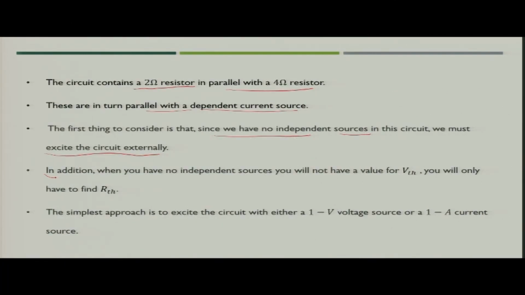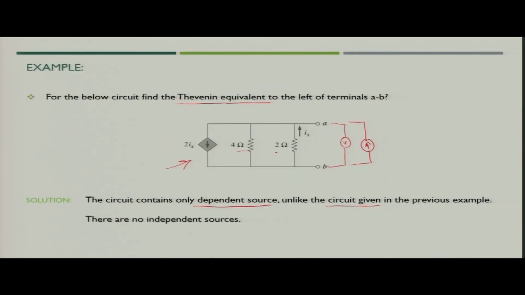Another thing which we have to consider is that since we do not have any independent source, we need not find the value of the Thevenin voltage. Why? Because if you see this figure, the value of this particular current source depends upon the current flowing through the 2 ohm resistance. So, unless we have an external source, you cannot energize this particular circuit.